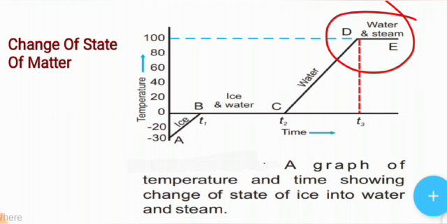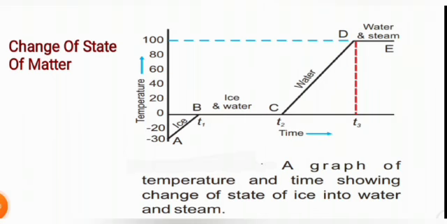Students, now I hope you have a clear idea of how one form of matter is changed into another form. Students, when matter is changed from one state to another state, then either energy is added or energy is removed from a substance. So we can say that thermal energy plays a very important role in change of state of matter.